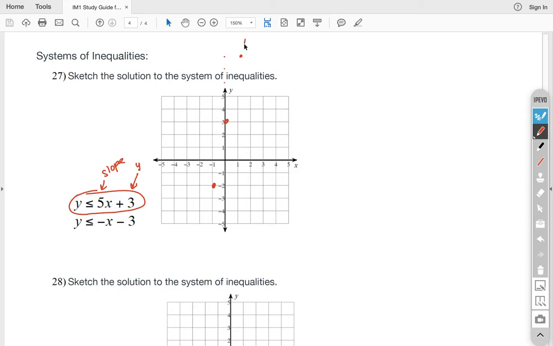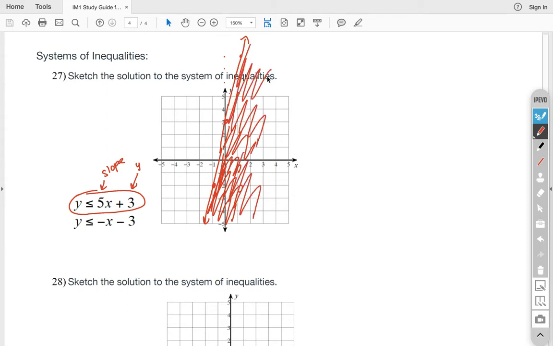And then it's a solid line. And it's less than, so underneath. So it's kind of hard to see that this is underneath, but these are the numbers that are less than. Okay, next. So those are less than.